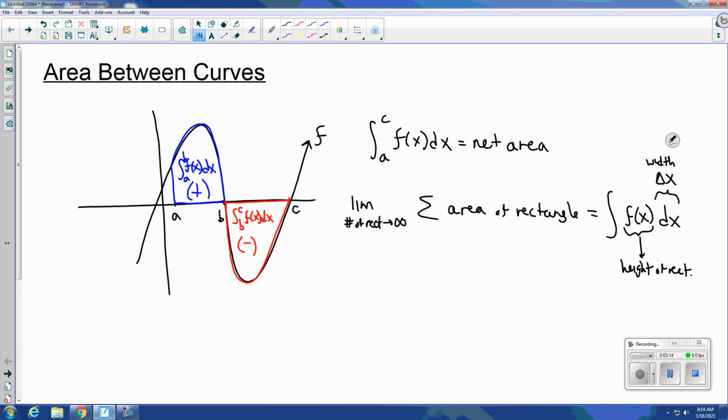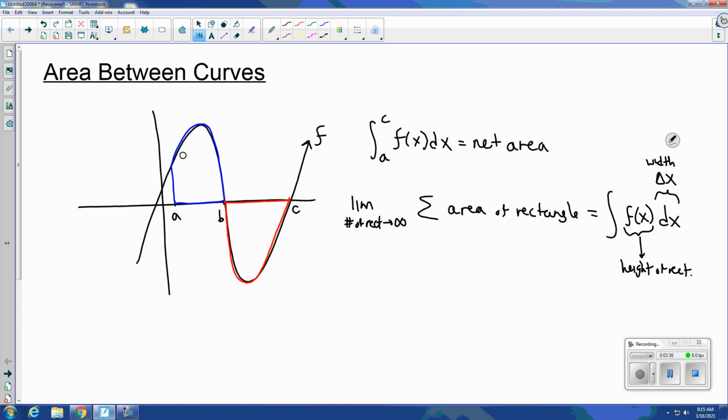So we're summing areas of rectangles, and as the number of rectangles in that region of space approaches infinity, we get an exact representation for the area between the curve and the x-axis. So let's look at these regions of space a little more closely as to why the area will be interpreted as positive or negative depending on whether we're above or below.